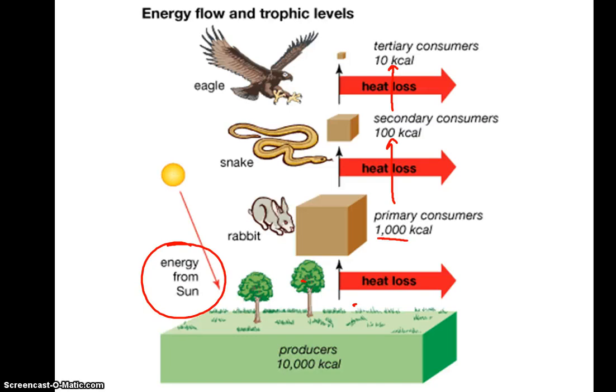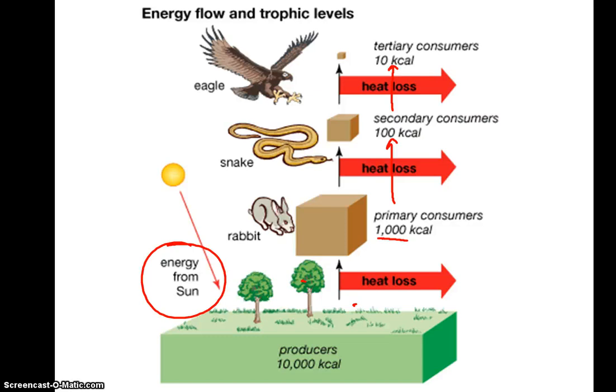Now, let's say that there is one trophic level above this. How many kilocalories would be available to those organisms? And if you do your math, 10% of 10 is going to be 1 kilocalorie. So that's why there's a lot fewer eagles than there are snakes.